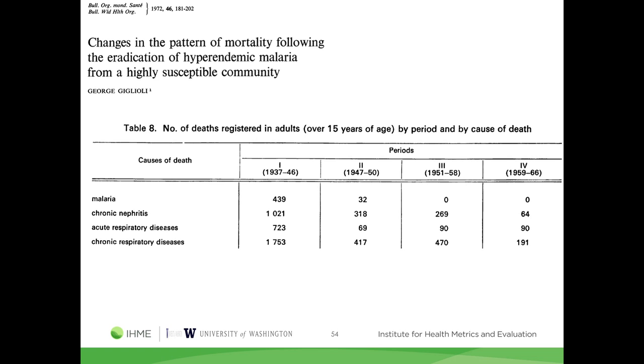So intriguing, there are not many of these natural experiments with data. This happened because in the sugarcane plantations, they had actually very good vital registration. We don't know the quality of the cause of death data, but we certainly know that all vital events seem to have been registered. So, an intriguing story from the past. How could we pursue this?